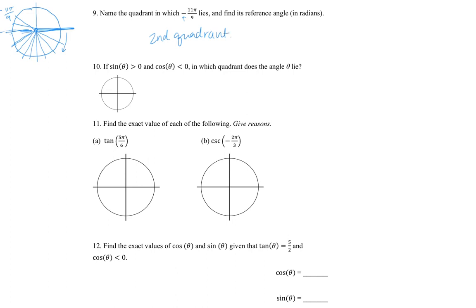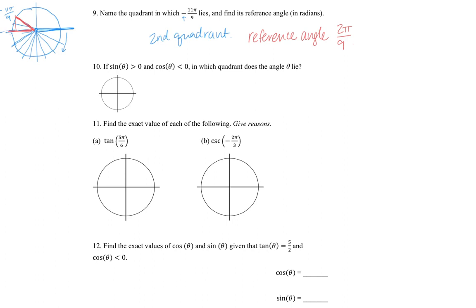Okay, and then it says to find its reference angle. So the reference angle goes from the x-axis to the terminal side of the angle. And so that angle there is going to be 2 of those ninths. So the reference angle is 2 pi over 9.